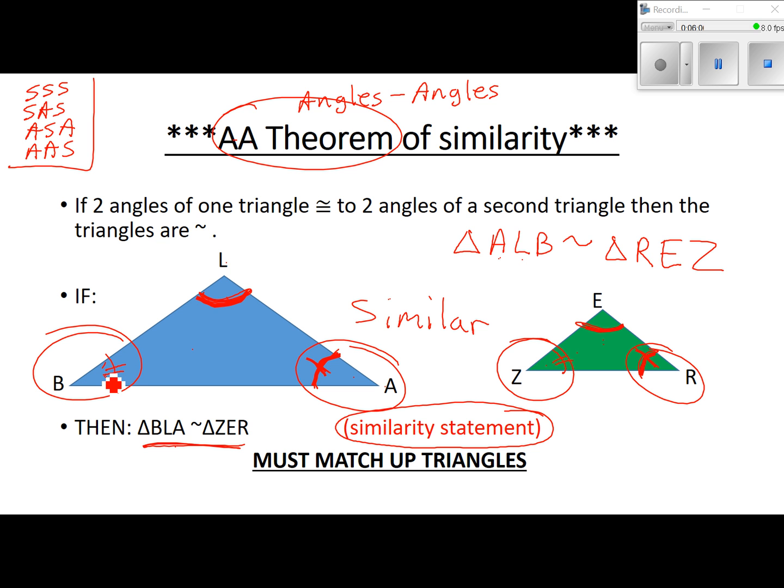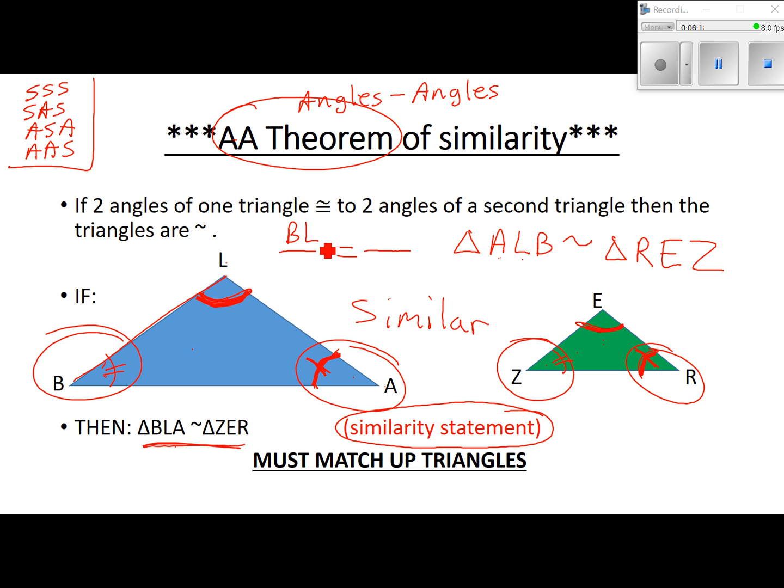The other thing all of this tells us: we know all those pairs of angles are congruent, but it tells us the sides are proportional. So if we wanted to set up a proportion, we could pick a side over here, maybe I pick side BL.